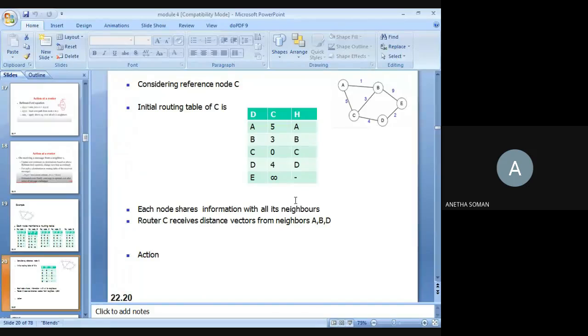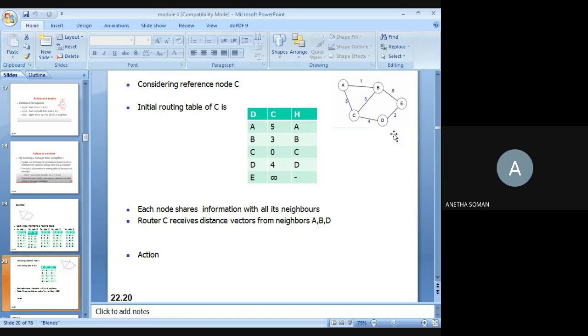Now, what is the second step in distance vector? Each node shares information with all its neighbors. Since I have assumed C as my reference node, who are my neighbors now? My neighbors are A, B, and D.